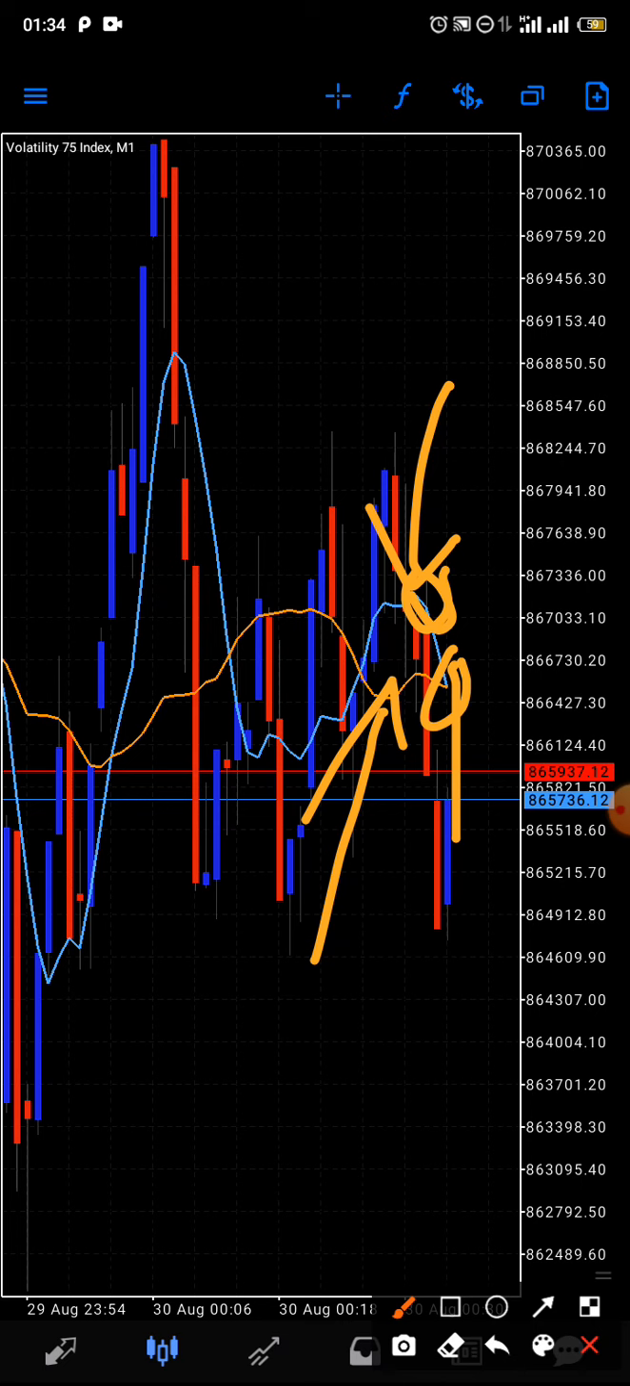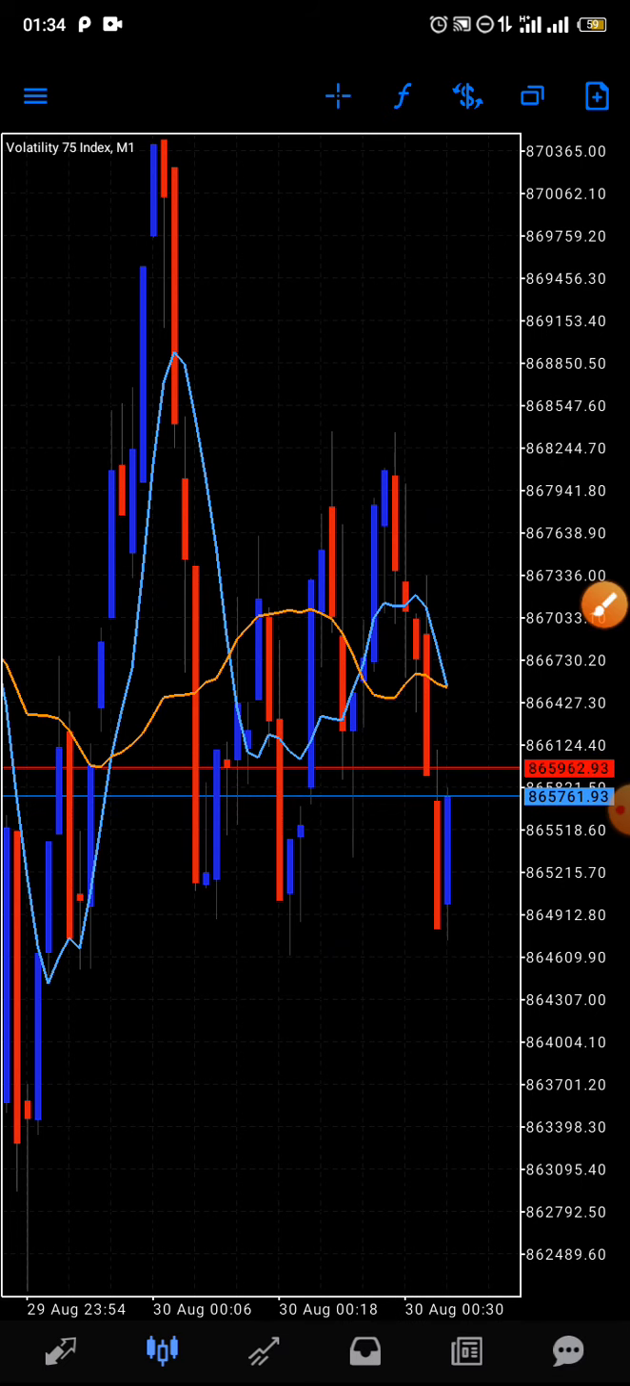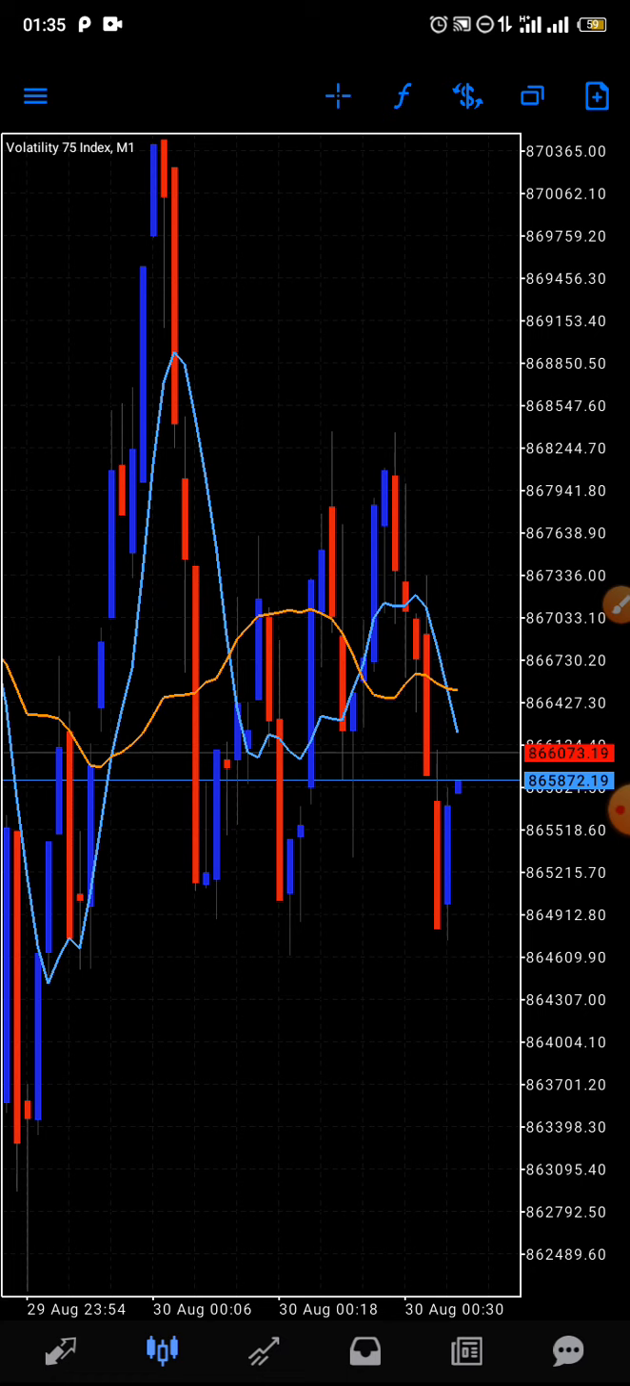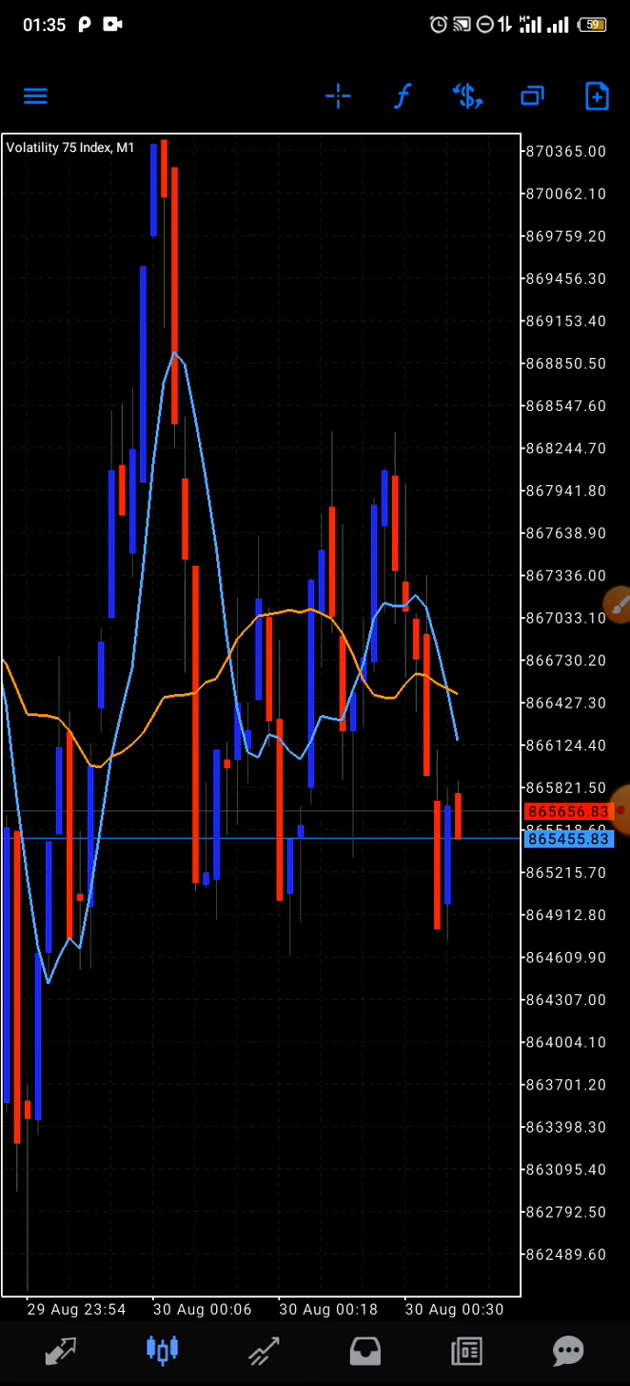So I wait for it to pump and touch either of the moving averages. Then when it does, I place my sell. Okay, that's the crossing right there. So now I'm expecting another bullish movement to touch the moving averages, then sell. And if it doesn't, I don't place my trade.